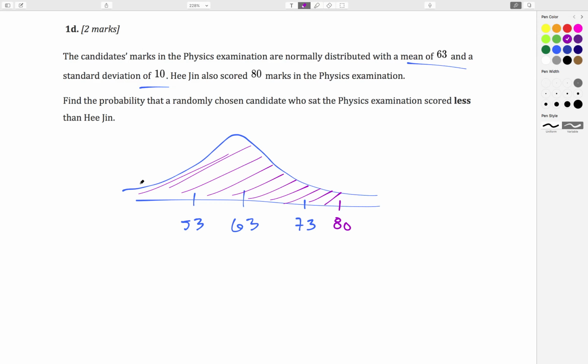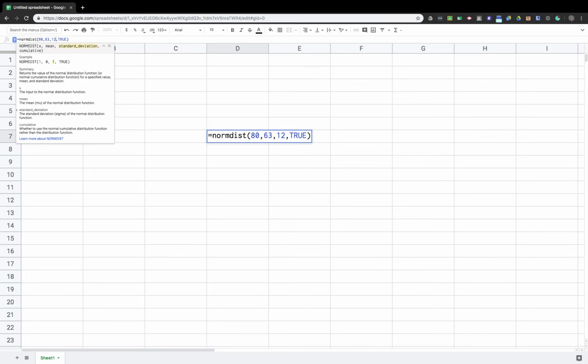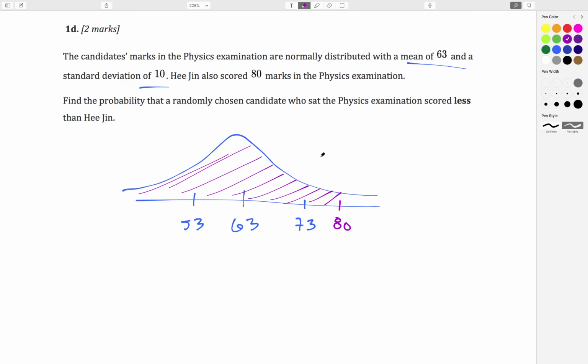We want the probability of somebody scoring less than Heejin. So all I have to do is update my mean and my standard deviation in my Google Sheets since the x value hasn't changed. So I change them to 63 and 10. I don't need this one anymore. The result is 0.9554. 3 sig figs, 1, 2, 3. The 4 does not make it round up, so my final answer is 0.955.